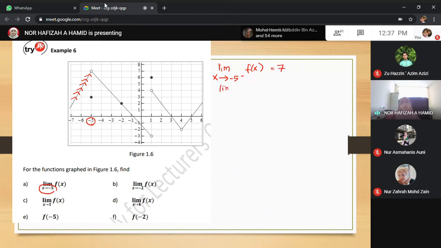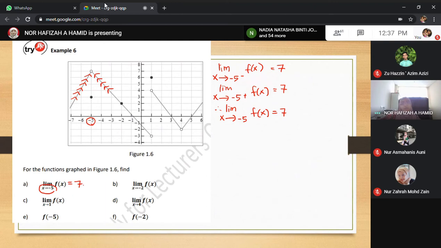Similarly, the limit as x approaches negative 5 from the right: you refer to the graph greater than negative 5. As the graph moves close to negative 5, the value of y approaches 7. So you calculate, and the limit as x approaches negative 5 is also equal to 7. Okay, so the answer is 7.